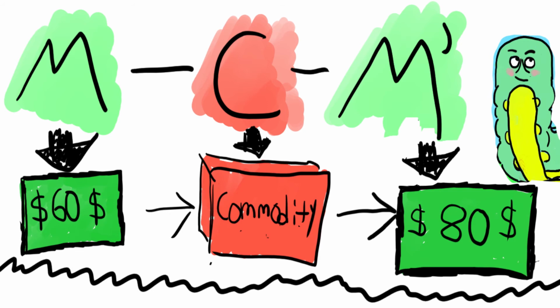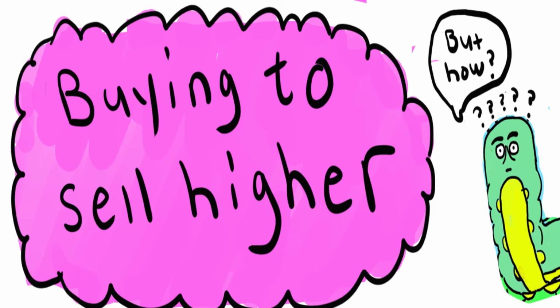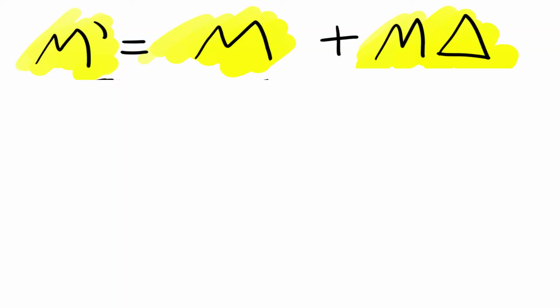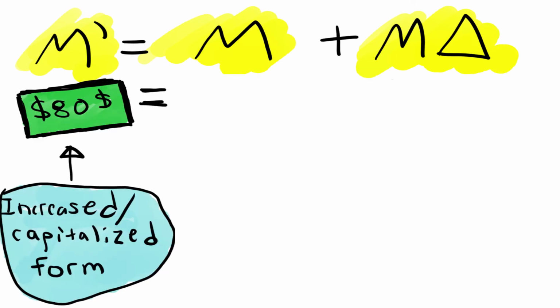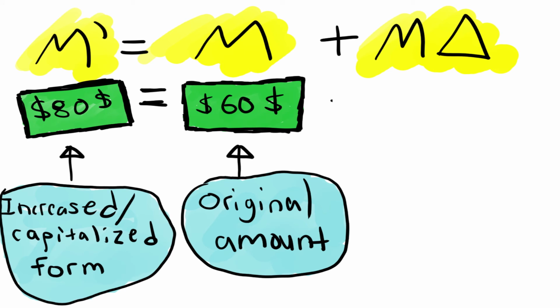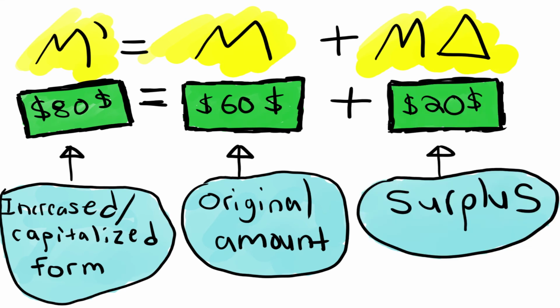So he is not just buying to sell, but strictly buying to sell higher. In the end, he is left with his original amount, but with a surplus added. So we can describe M apostrophe equaling M, his original amount, plus this M delta being this additional money that is added somehow, the surplus. In our example, M apostrophe is the final increased capitalized $80, and this is equal to the original amount, $60, plus the surplus of $20.